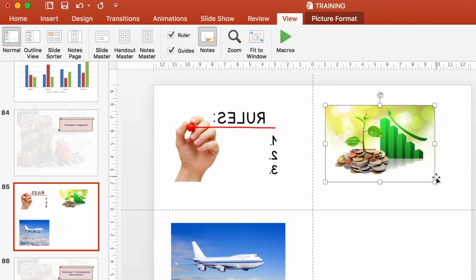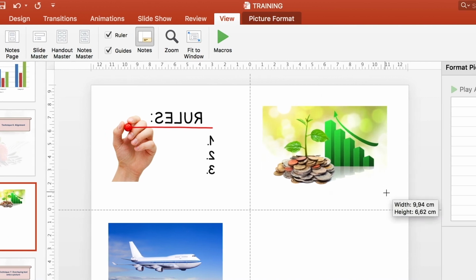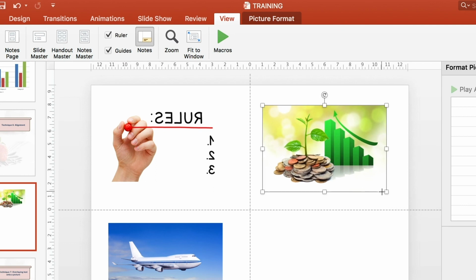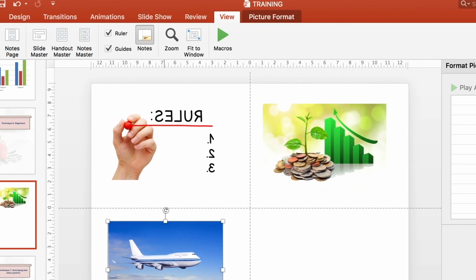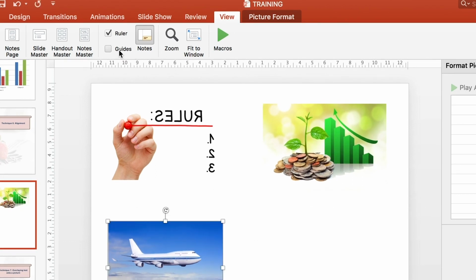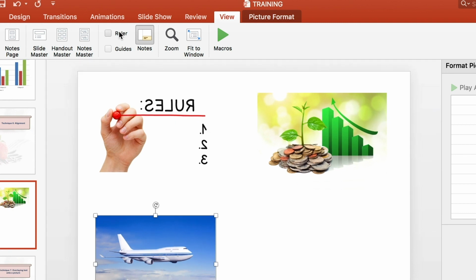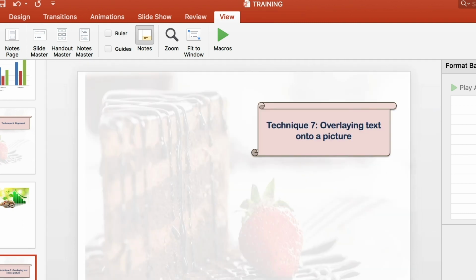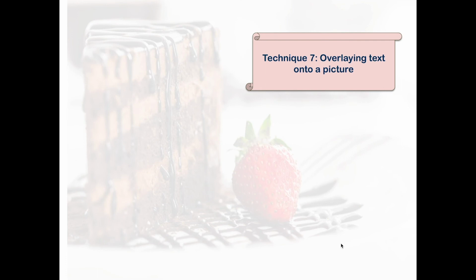And as you can see on the screen, the ruler with the guide allows you to make these changes to the picture that's very precise so that you get the sizing absolutely correct. When you're done with that, deactivate guides and ruler and go back into PowerPoint mode. Let's look at technique number 7, which is overlaying text onto a picture. So I've been overlaying text, as you can see on the slides, from the beginning of this tutorial.